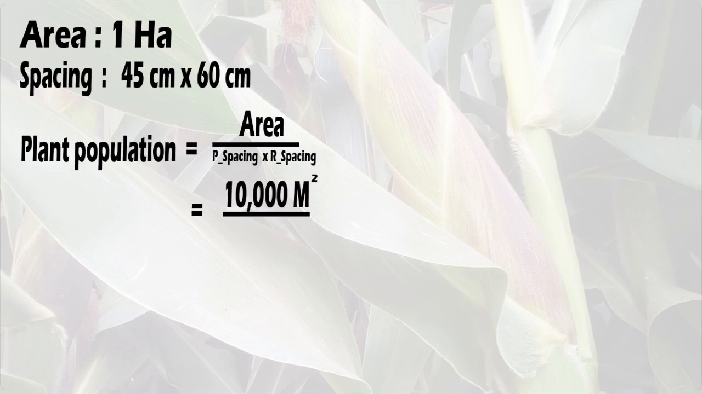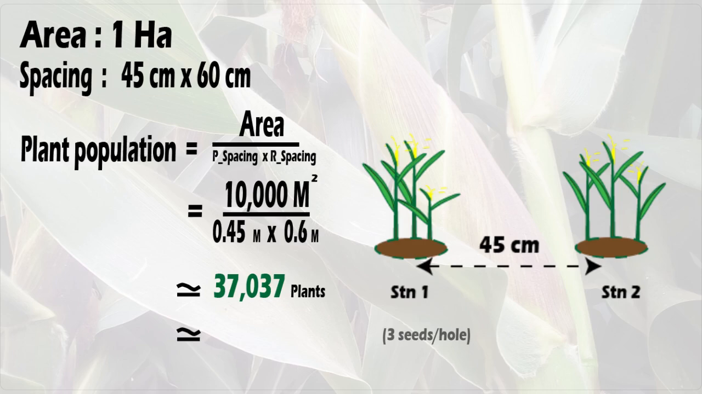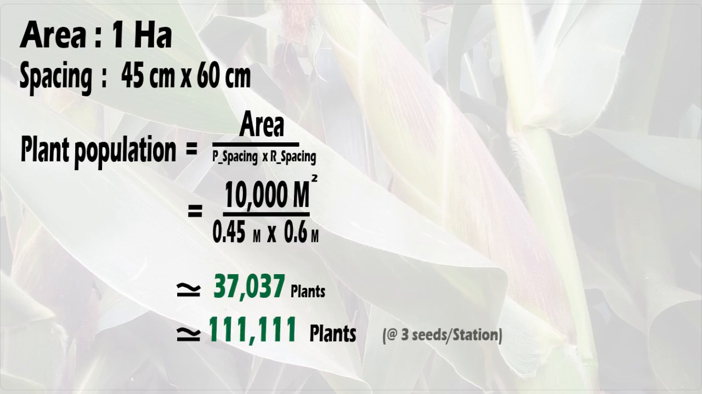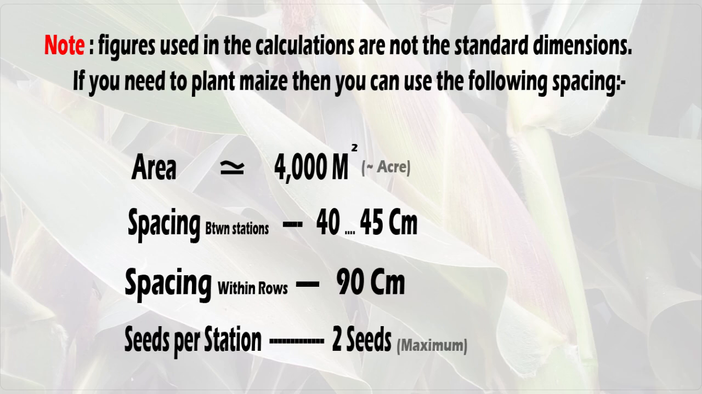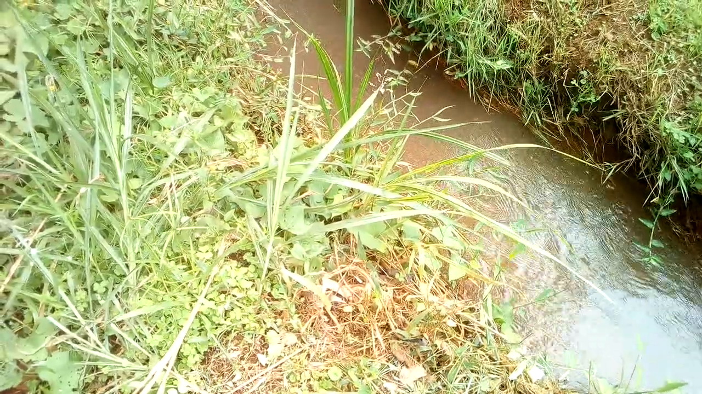Anyway, using the formula, we get 37 plants. 1 hectare is approximately 10,000 square meters. Now, what if a farmer decides to plant 3 seeds per hole, or rather per station? That will give so much plants. Well, performance at this rate may be a different question. Okay, now I know you know how to do basic calculations at the farm. Next time, when I talk about seed rate, I will be referring to this video from time to time.